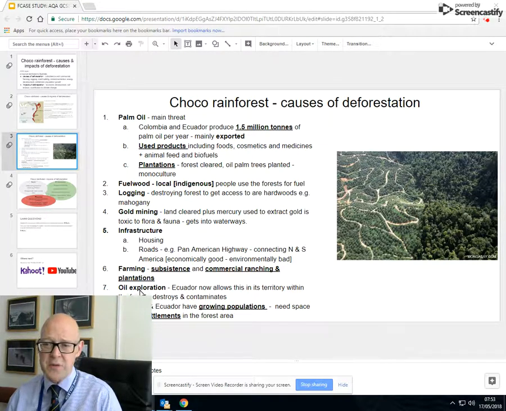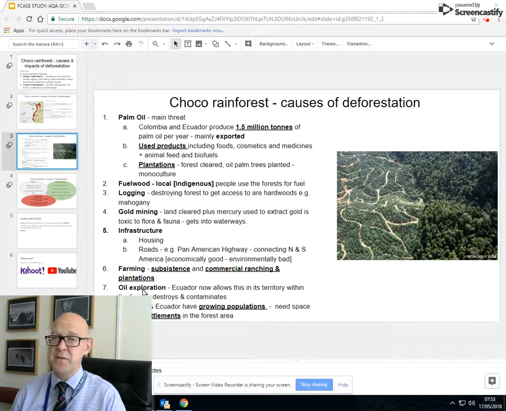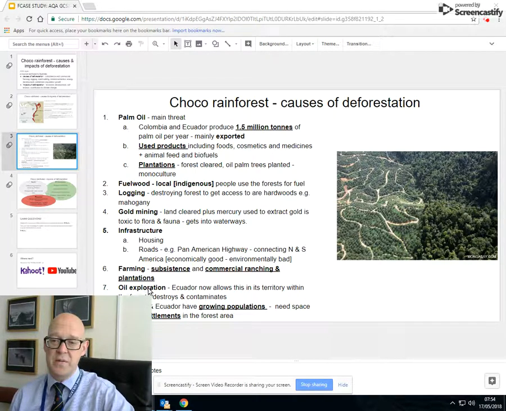Penultimately, we've got oil exploration because, of course, oil is another resource to extract, but you take oil out of the ground, you're going to damage the forest and you're going to destroy the environment. But again, economic advantages. Except, of course, if the oil company is overseas based, the profits will not be felt by the countries that are actually hosting the oil at the moment.